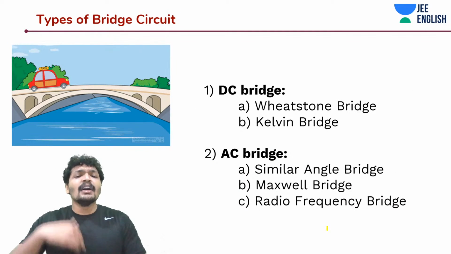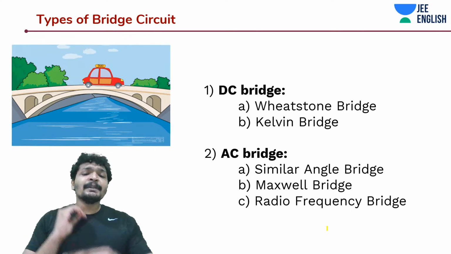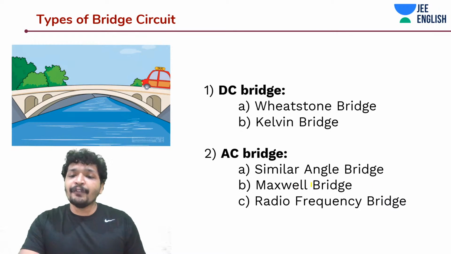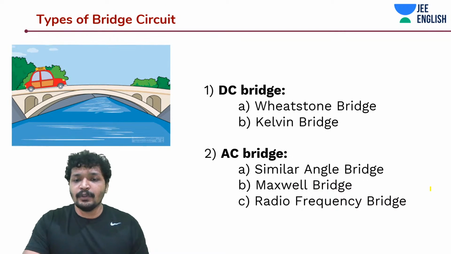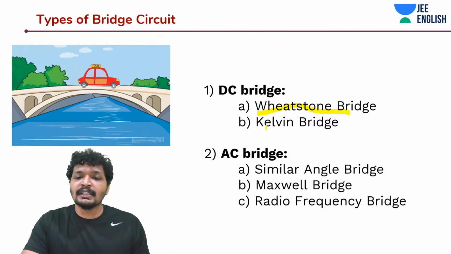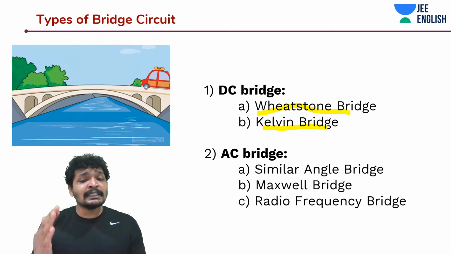And that being said, there are two categories that we talked about. One is DC bridge, and the other one is AC bridge. Generally under DC bridge you have Wheatstone bridge and Kelvin bridge. There are two kinds of bridges in DC bridge: one is Wheatstone bridge and the other is Kelvin bridge. And what kind of bridge is Wheatstone? A DC bridge.